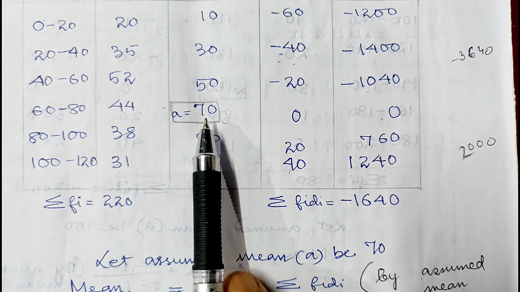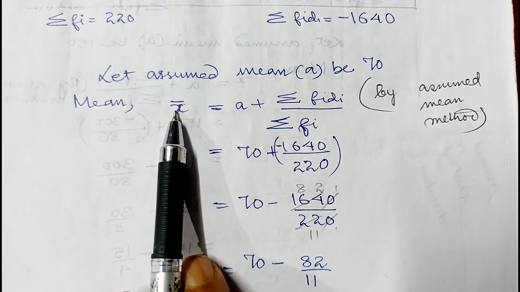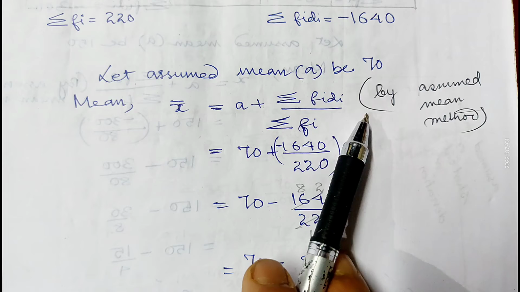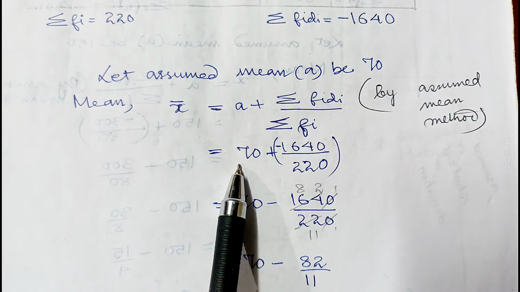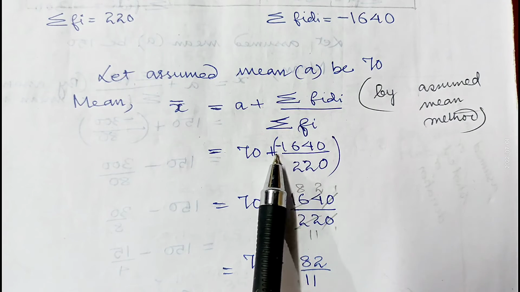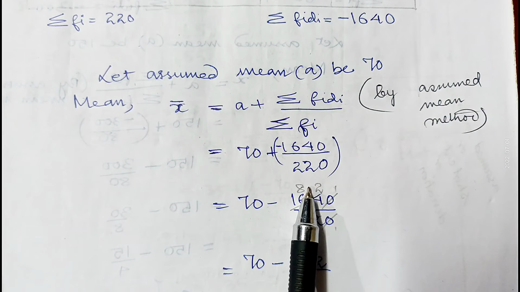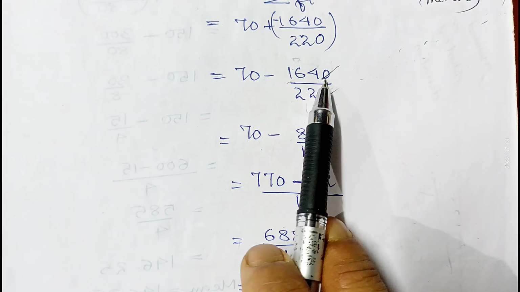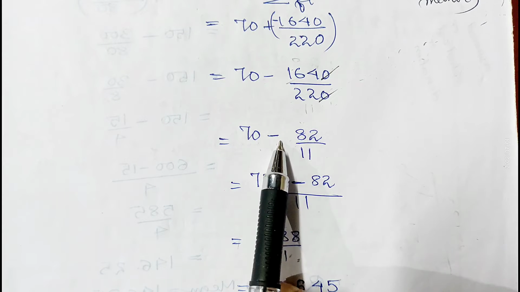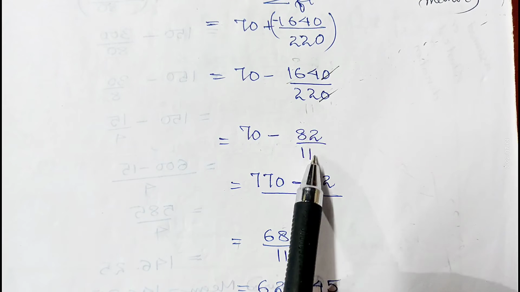Since we have considered 70 to be the assumed mean, we have to mention: let assumed mean a be 70. We know mean x bar equals a plus summation fi di by summation fi, by assumed mean method. Here a we have considered 70, plus summation fi di, we got minus 1640, and summation fi we got 220. So 70 plus minus 1640 by 220. 0 can be cancelled, so we are left with 70 minus 164 by 22. If I cancel by 2, it will be 82 divided by 11.